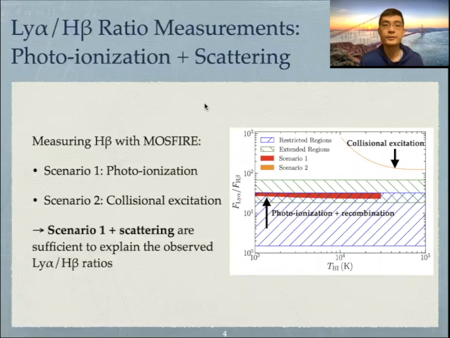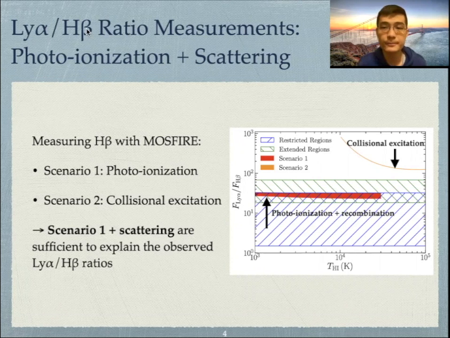So in order to put some constraints on the powering mechanism of Lab 1, we first measured the Lyman alpha to H-beta ratios along our 4 MOSFIRE slits and compared the measurements with the theoretical predictions. We considered 2 different scenarios. In the first scenario, the Lyman alpha and H-beta are produced in photo-ionization and recombination. In the second scenario, Lyman alpha and H-beta are produced in collisional excitation and de-excitation.